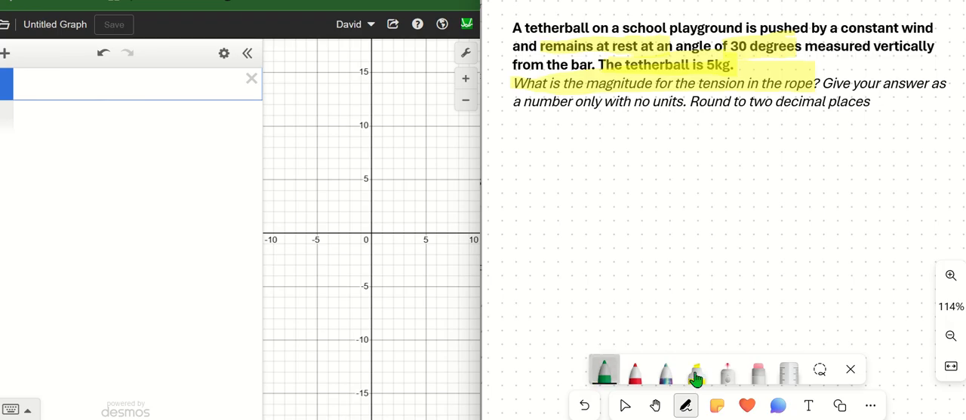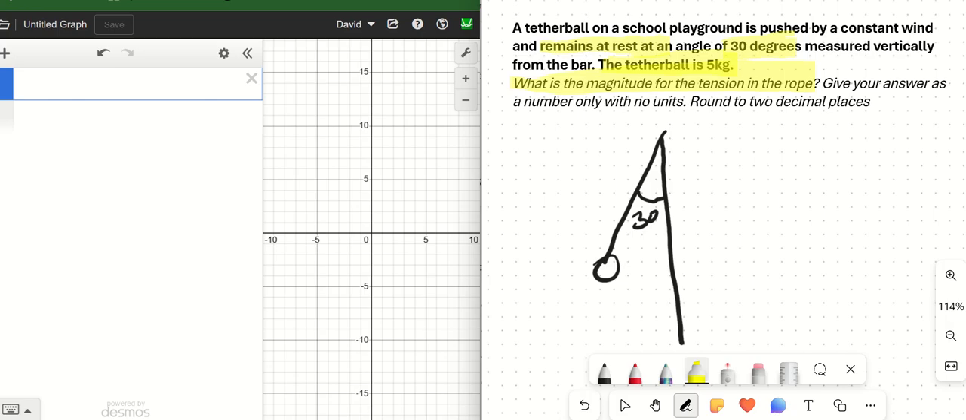Okay, so the first thing we want to do is just draw out what our problem is. I have a tetherball hanging in the wind. Tells us that we have a 30-degree angle measured vertically from the bar. So that's measured vertically from the bar right there. Let's see. Yeah, that's pretty much it.